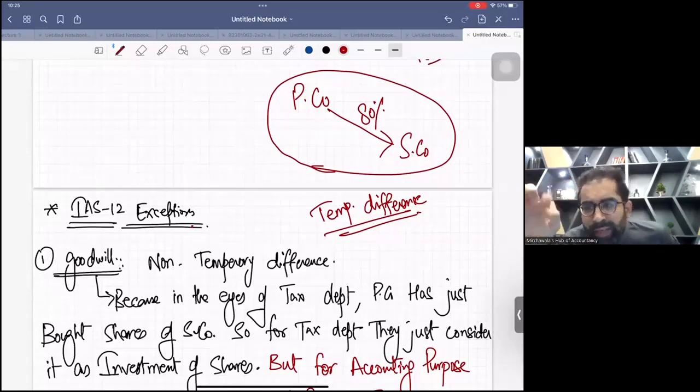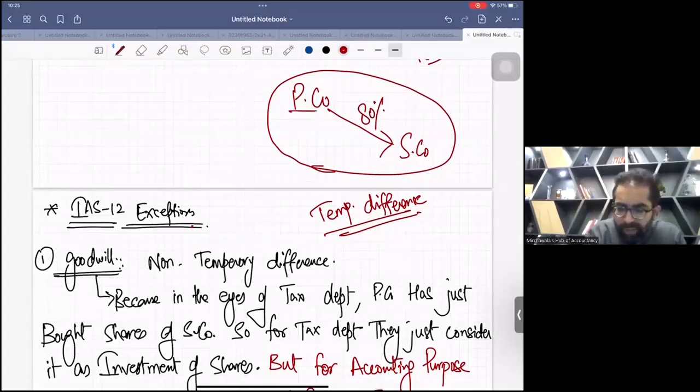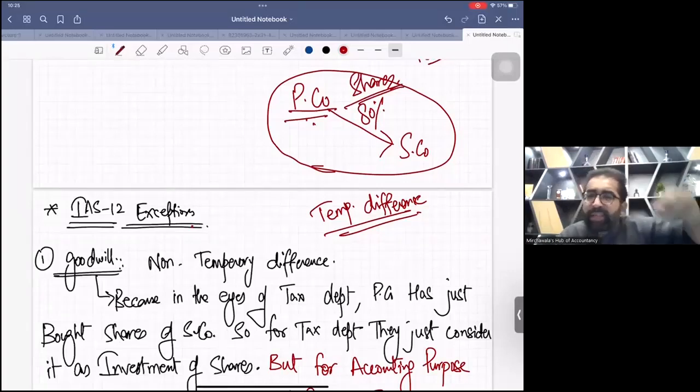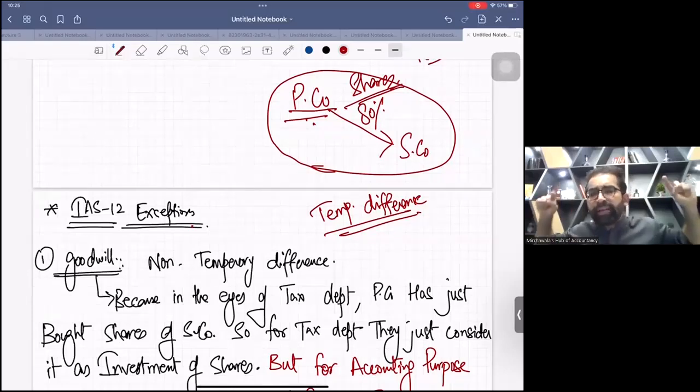But student, what happens when we go to the tax department? In the eyes of major tax departments of the world, they treat that parent company as just bought shares. They don't treat this transaction as buying of a running business. In the eyes of tax department, this is just investment in shares. So they don't accept any consolidation or any goodwill or such thing.